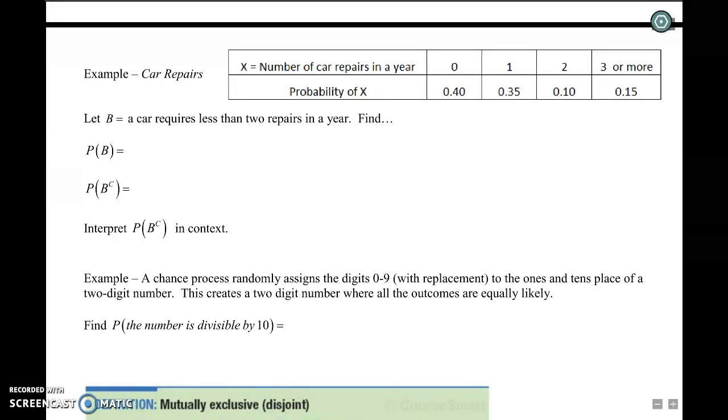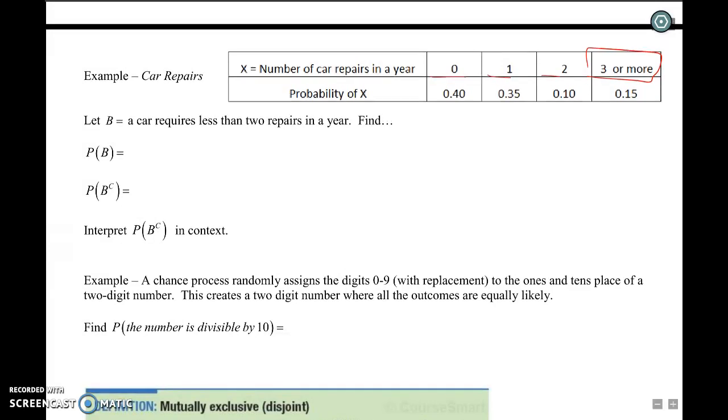The probability that I have 0 repairs in a year is 40%, then 1, 2, and then 3 or more we kind of group together. Let B equal a car requires less than 2 repairs in a year. Find the probability of event B. So if I wanted to look at the actual outcomes for event B, less than 2 repairs would be 0 or 1 repairs. Those would be the outcomes favorable to B.